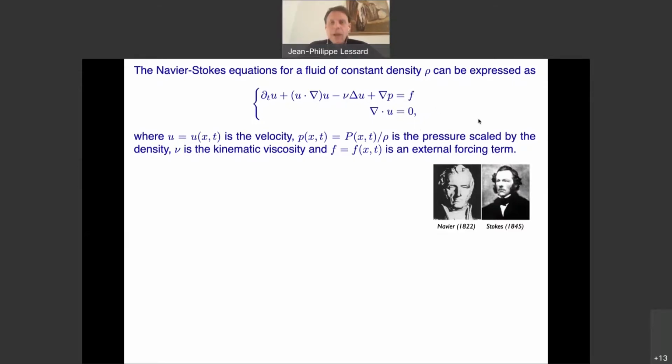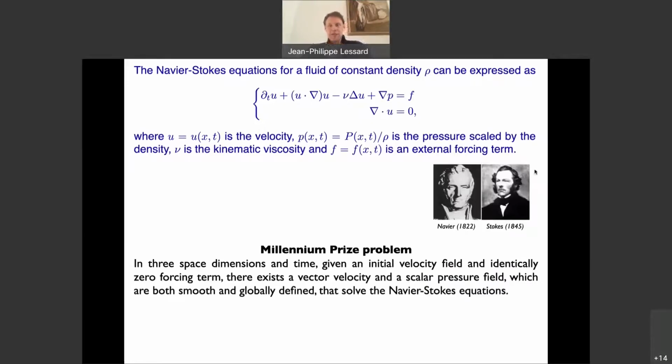Yes. Okay. All right. And then, they were introduced by Navier and Stokes a long time ago. In fact, it's exactly 200 years ago that Navier proposed these equations. So these are old, but they're still very much used nowadays. And in fact, there are a lot of important questions about their solutions.